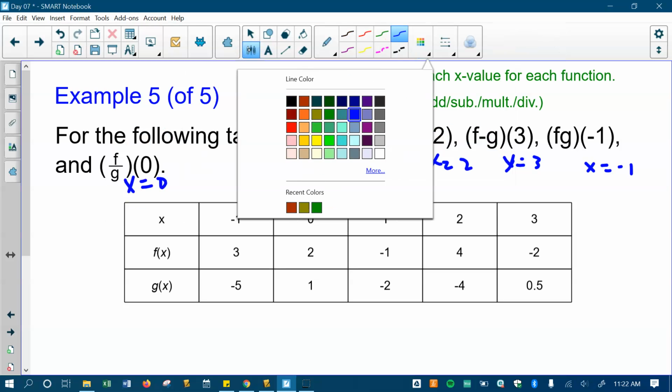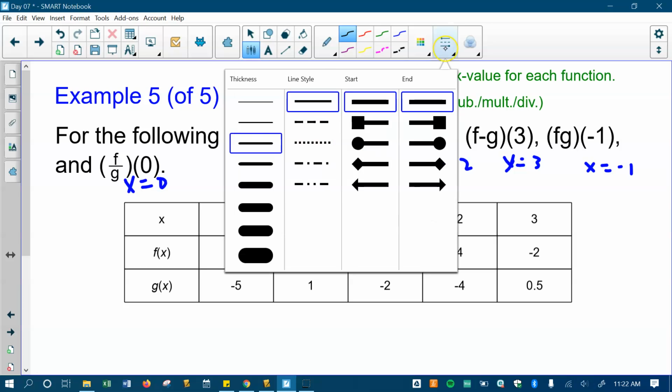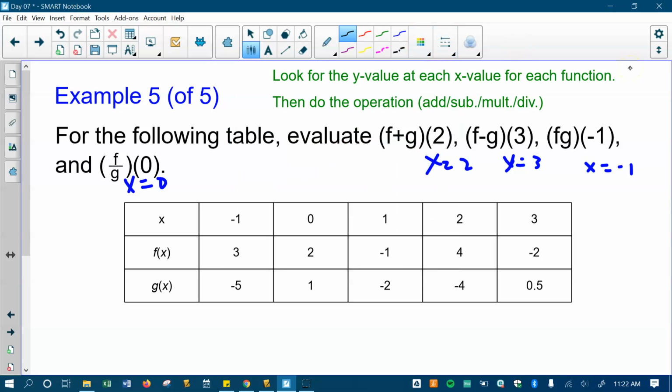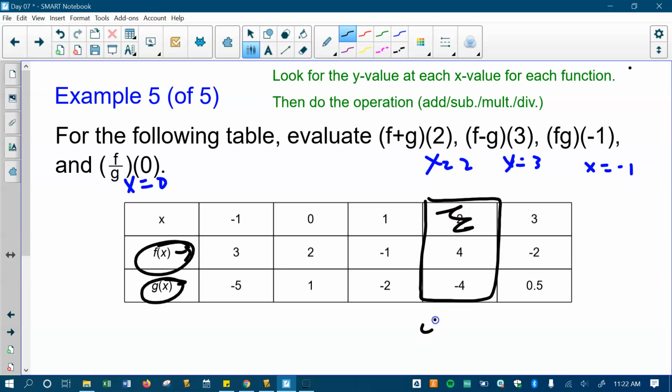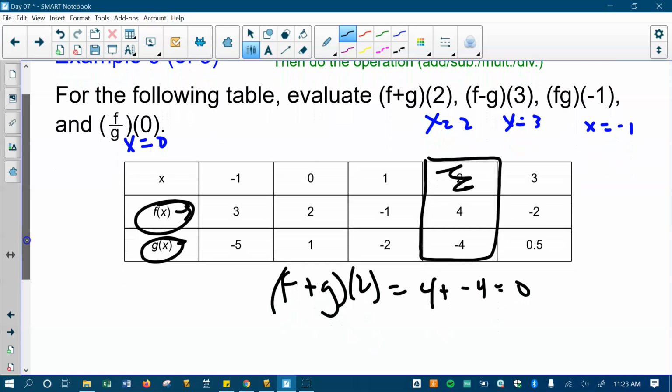So when x equals 2, I'm only looking for these two numbers. Here's f and here's g. When x equals 2, I need to add the two y values together. So I'm adding 4 plus negative 4, and I get 0. This is f plus g of 2. And I'll repeat this process each time with the 3 now.